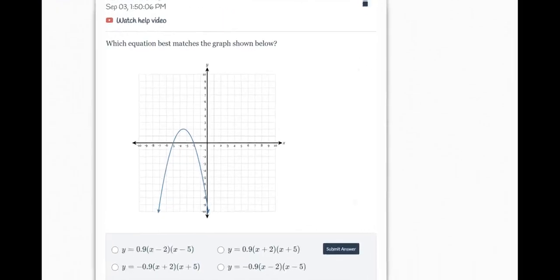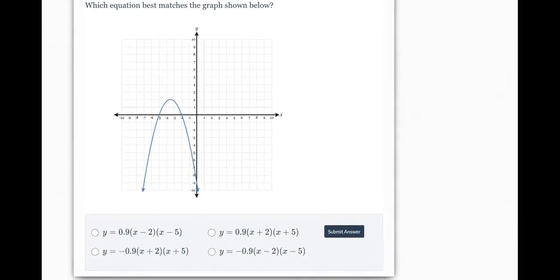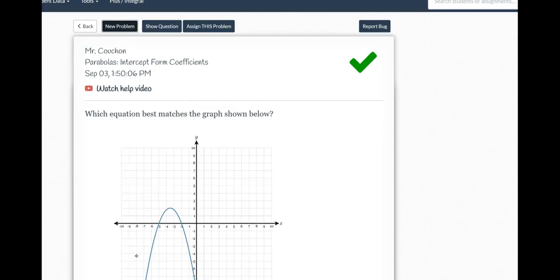So this one, our zeros are at -2 and -5. So we're looking for x plus 2, x plus 5. So that eliminates both A and D, and really only leaves those two there. Now, is it open up or open down? It's open down, which means it's going to have a negative leading coefficient, which means it would be this one right there.